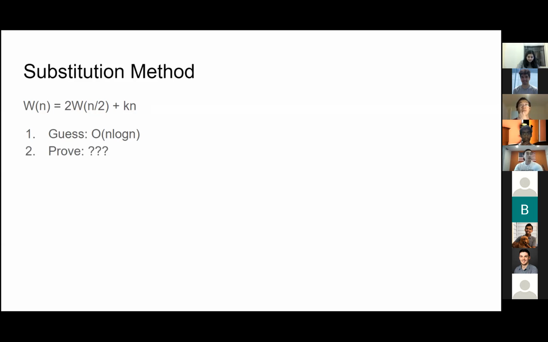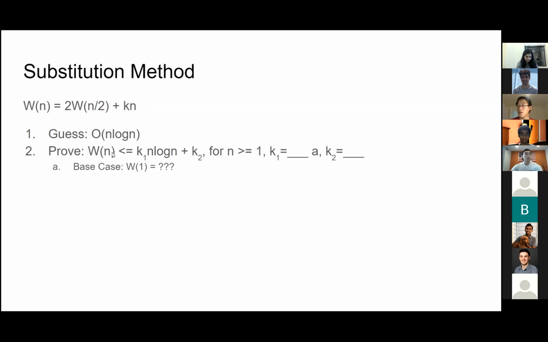Now that we have a guess, step 2 is to prove. For the substitution method, that's proof by induction, with 3 main steps. First, let's define what we actually want to prove. Somebody mentioned in the chat that O(n log n) can be written as some constant k1 times n log n plus some other constant. So this is what we have: W(n) is less than or equal to k1 n log n plus k2, for input size n greater than or equal to 1, and for some constants k1 and k2.